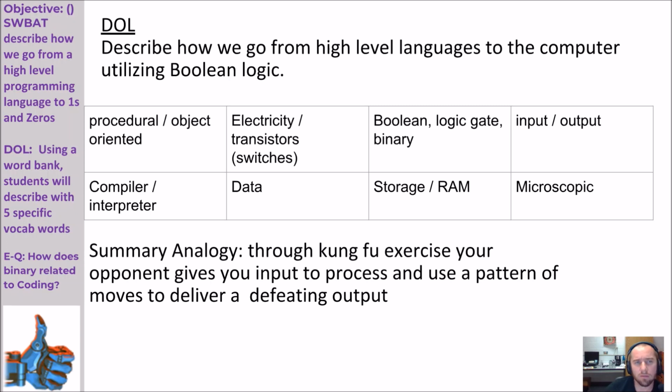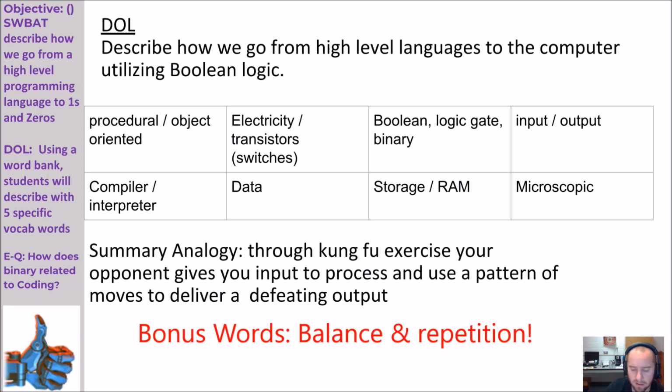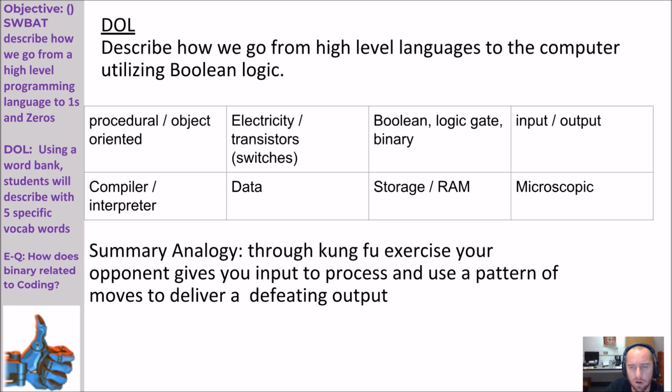Here's my DOL. Please describe how we go from high-level languages to the computer utilizing Boolean logic. And here's my overarching analogy. To succeed in both Kung Fu and programming, you have to do things in a very repetitive and balanced way to succeed.